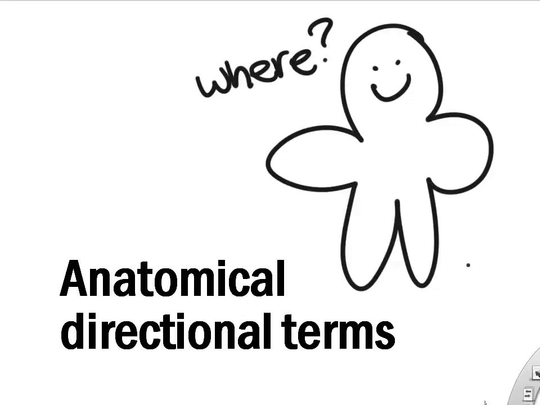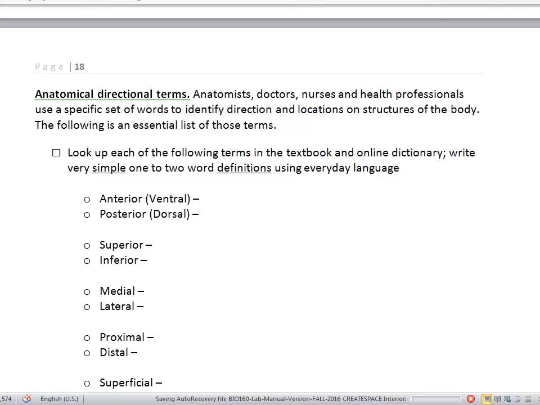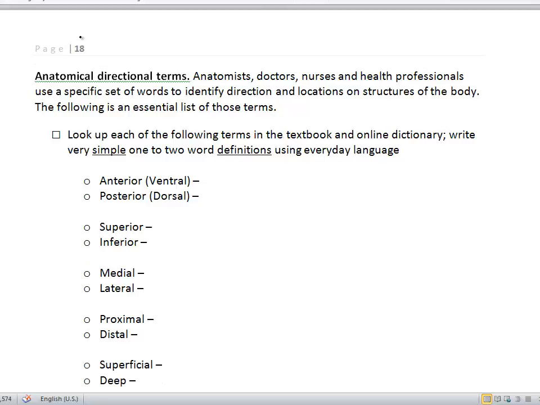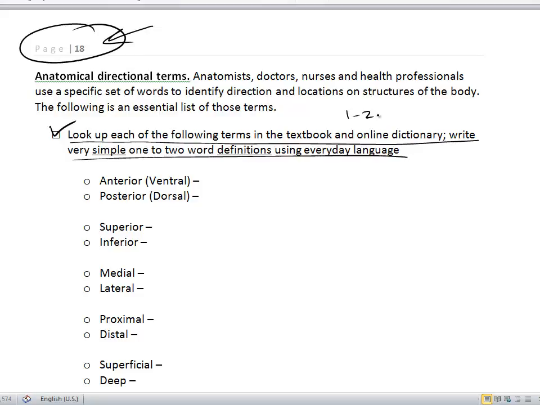All right, next we're going to do anatomical directional terms. You might wonder, why do we need anatomical directional terms? Well, we're going to want to be able to say where on the body we're talking about, especially if we're writing a chart or reading about, for example, an autopsy. We're going to want to know where we are on the body. So these anatomical directional terms are used by all anatomists and medical specialists.